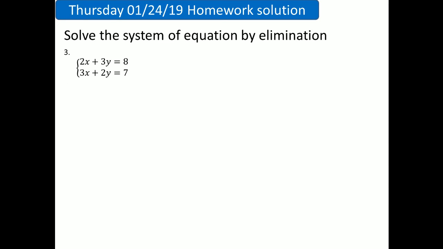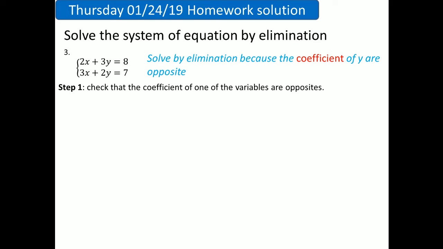This is number 3. I'm going to solve the system of equations by elimination. I'm going to solve by elimination because the coefficients of y are opposites. Notice it is 2x plus 3y equals 8 and 3x plus 2y equals 7. Step 1, always check that the coefficient of one of the variables are opposites. They are not, so this time we have to make both of them.